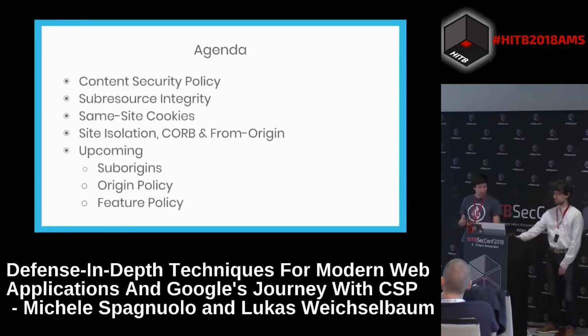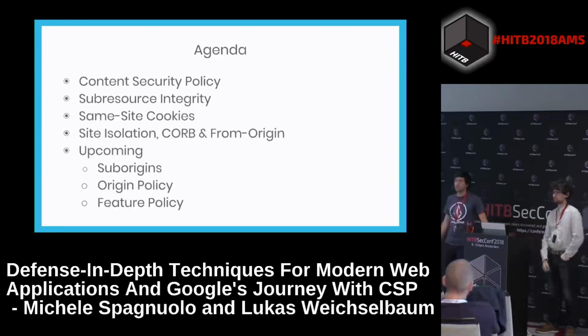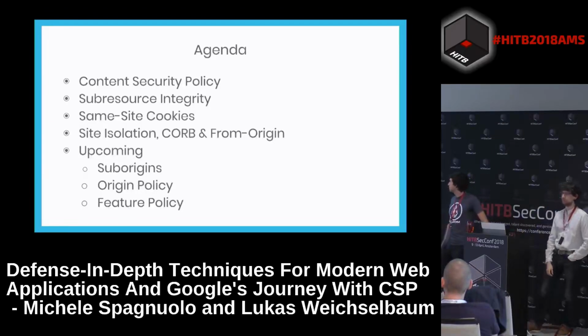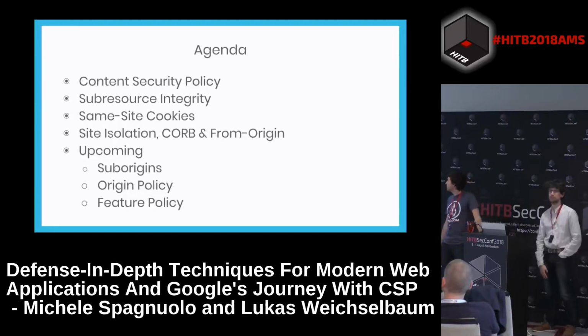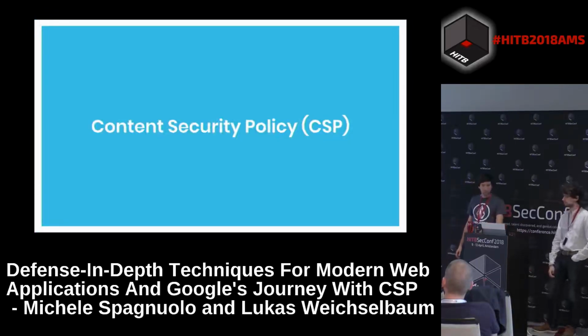So we have a pretty long agenda today. We will first talk about content security policy, because this is something we have been working on and contributing to for the last couple of years, and we built up quite some knowledge there. We wanted to share that with you. Then we'll talk about sub-resource integrity, same-site cookies, site isolation, CORP, the from-origin response header, and then some upcoming, very promising new techniques like sub-origins, origin policy, and feature policy. But for now, we'll start with content security policy.